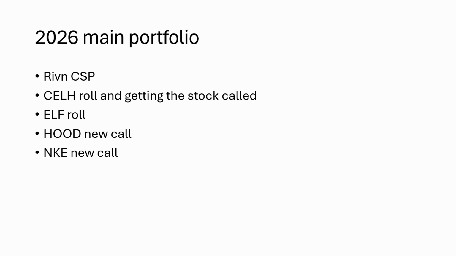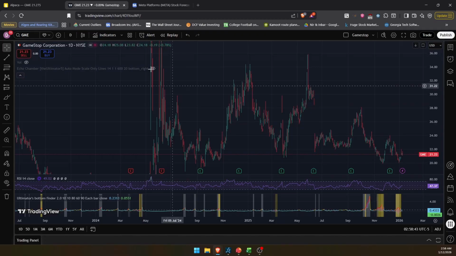And then Hood, I put a new call because it dropped back down to my fair value. And Nike, I just put in a new call because that one expired out of the money. So let me go over this one by one. Let's go over Rivian.